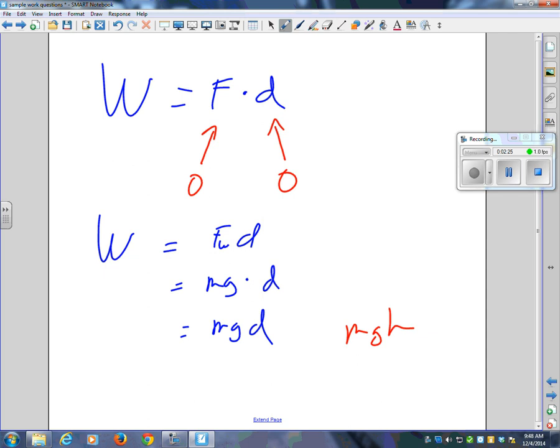Case number three: the object is tied down, can't move. How much work done? None. No work done.